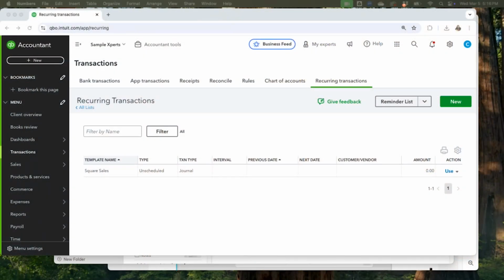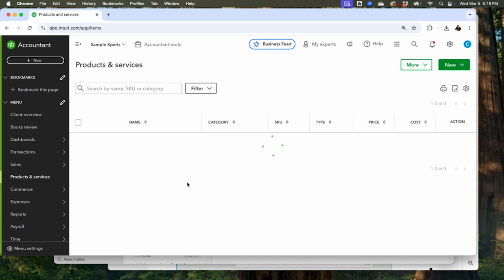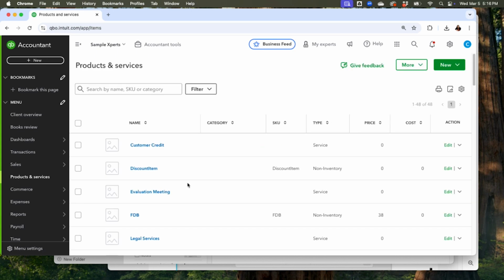All right, so we are going into QuickBooks. I wanted to show you the products and service. We talk a lot about products and service because a lot of people don't realize that most of the problems happen in the products and service. If your products and service are not set up correctly, you're going to have problems on your profit and loss and your balance sheet. So you want to make sure that you check that first.